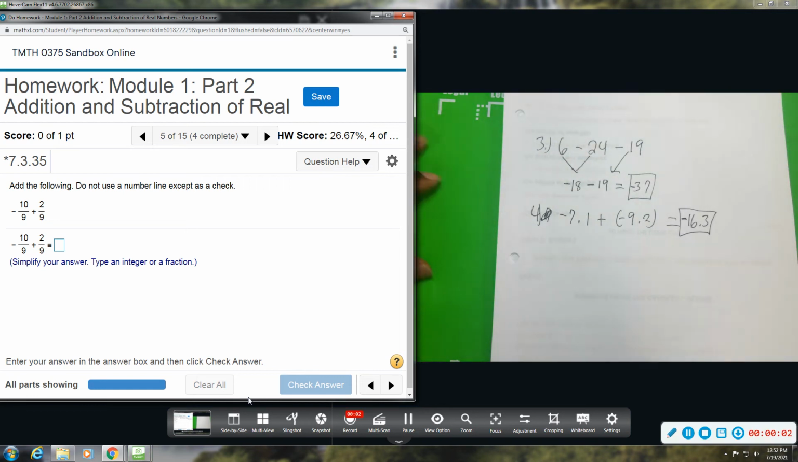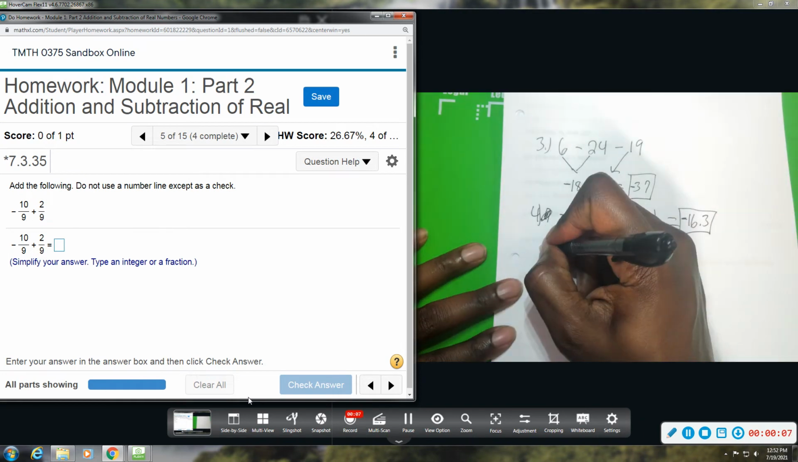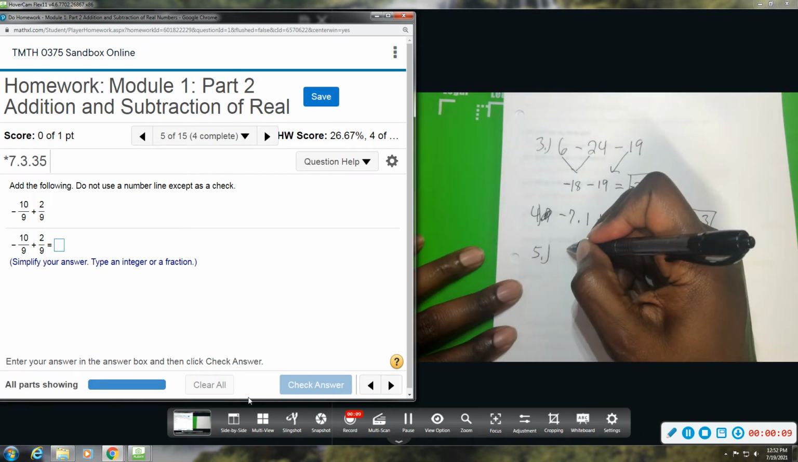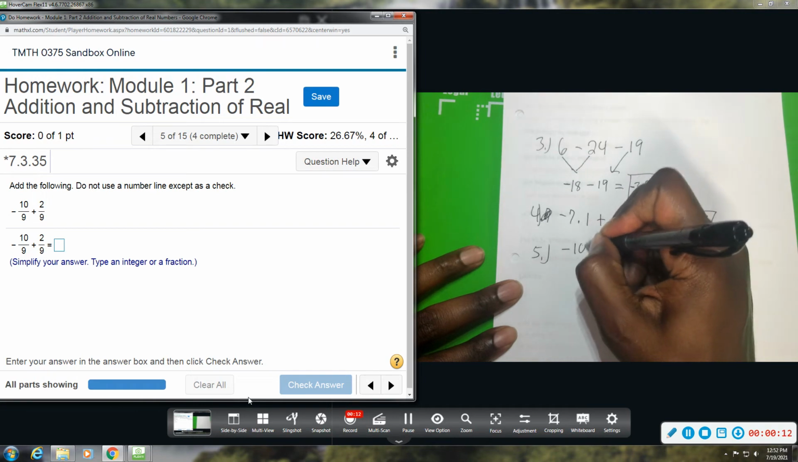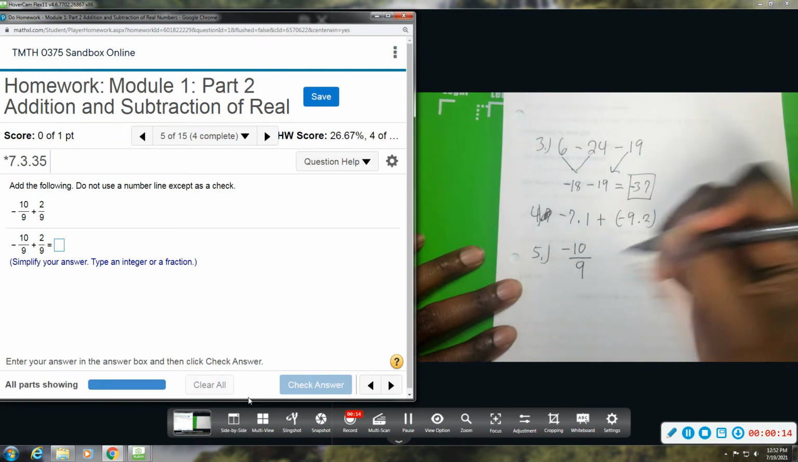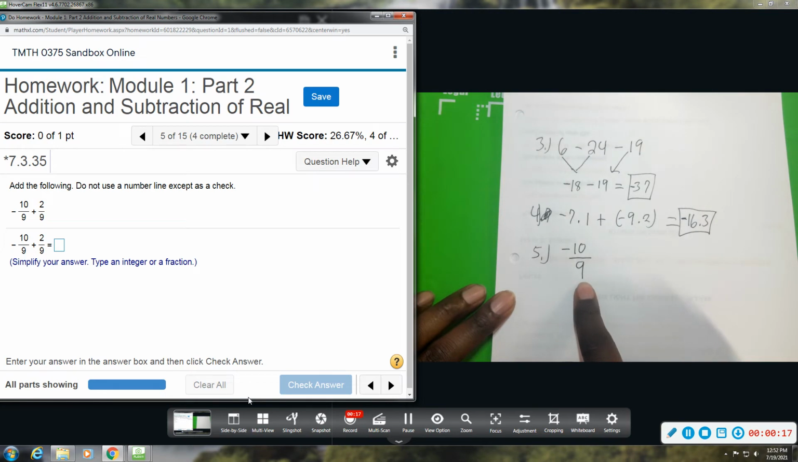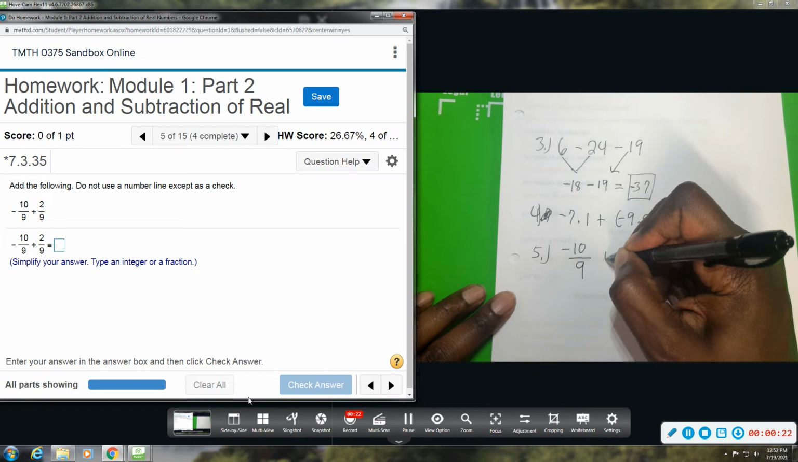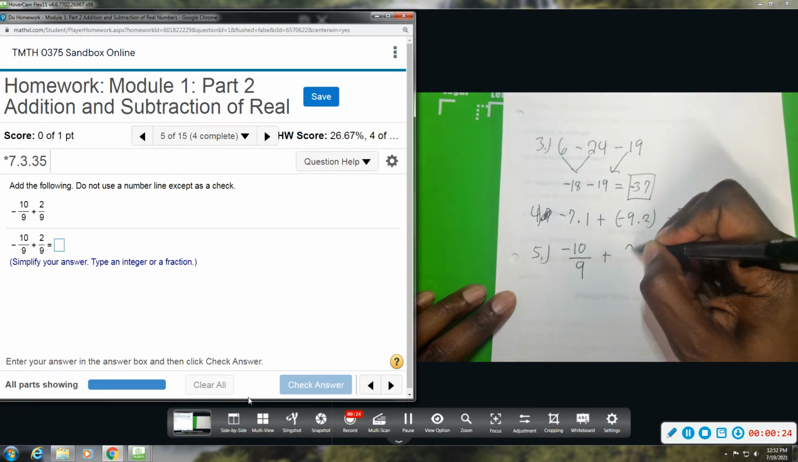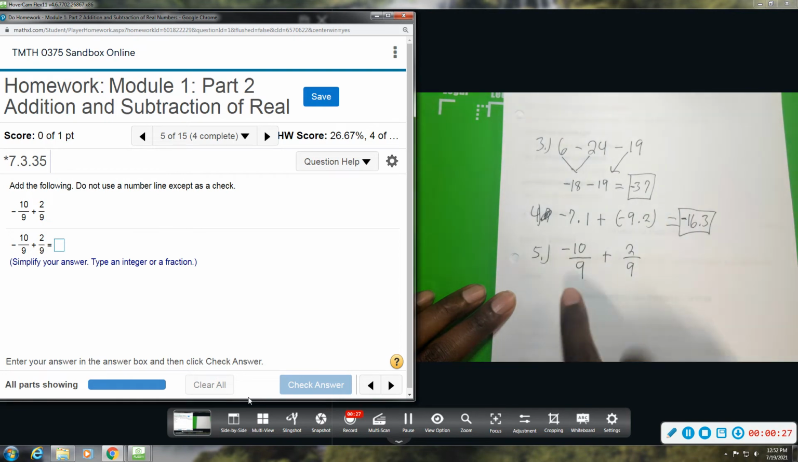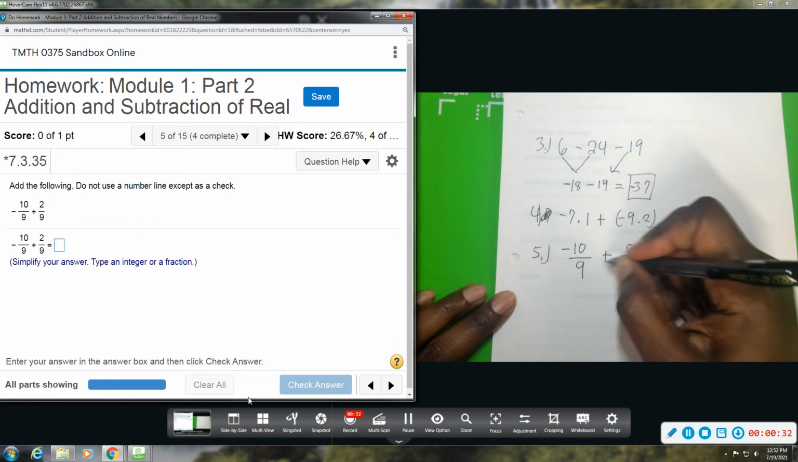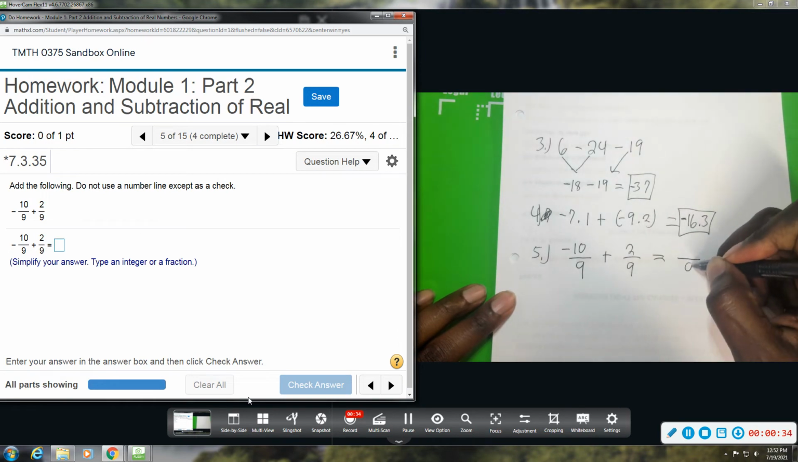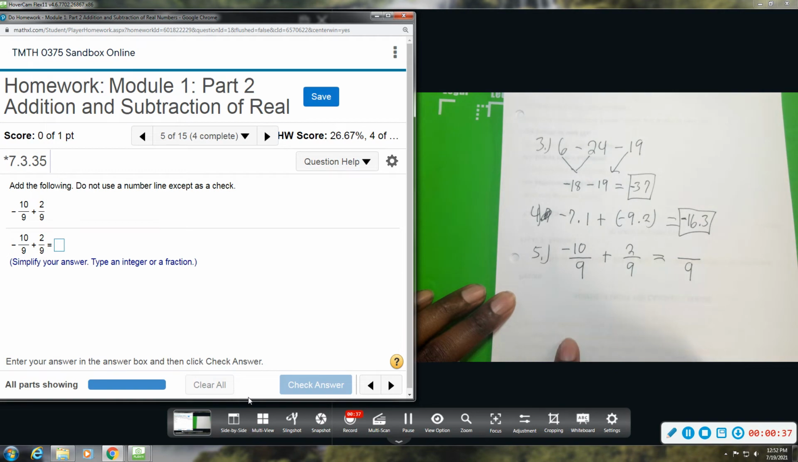All right, number five, we're going to be adding and subtracting some fractions. The thing to remember when adding and subtracting fractions is you have to have the same denominator. So it tells us we're dealing with the same parts. So here we have negative 10 divided by 9 plus 2 divided by 9. Since the bottoms are the same, whenever you're adding and subtracting fractions, the bottom will stay the same. It's not affected by the addition or subtraction.